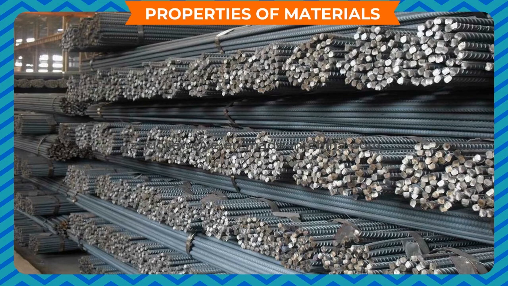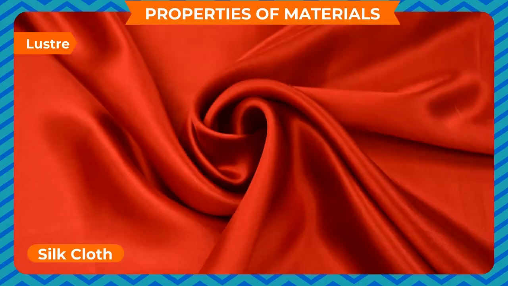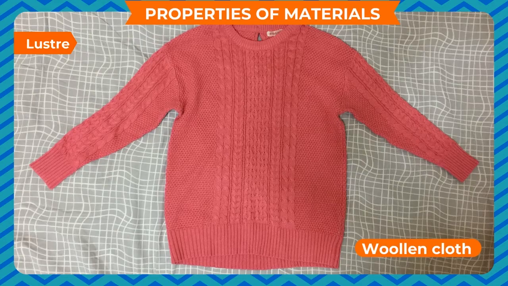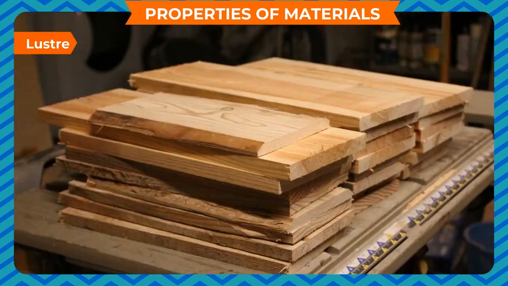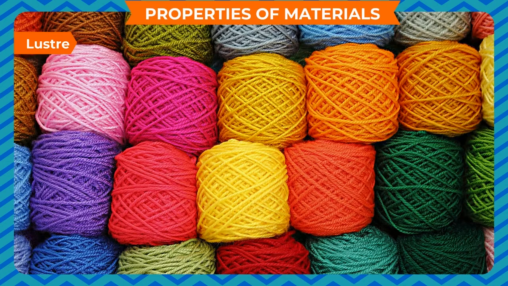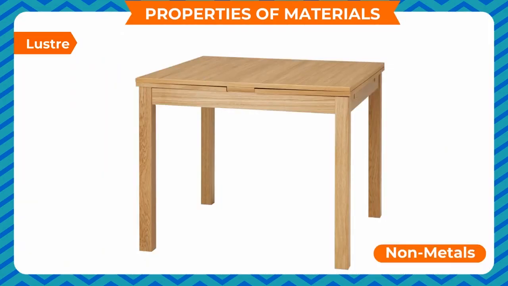Lustre. A metal spoon shines whereas a wooden spoon does not shine so much. Silk cloth looks shiny whereas woolen cloth does not look shiny. We say that metal has more lustre than wood. Silk has more lustre than wool. In general, metals are more lustrous than non-metals.